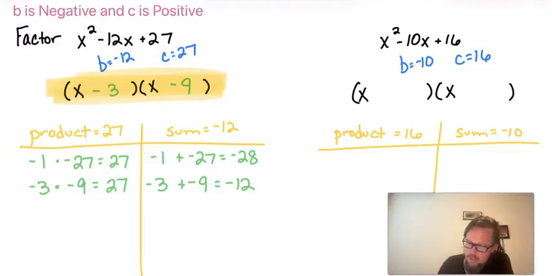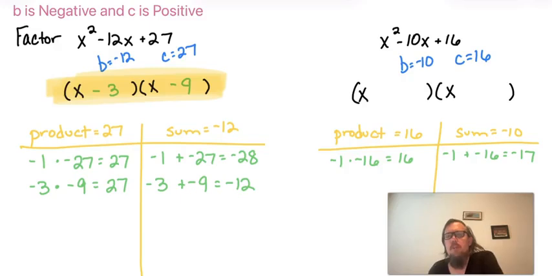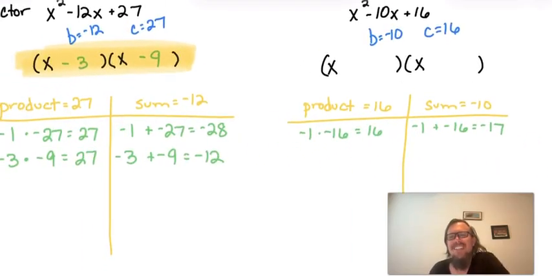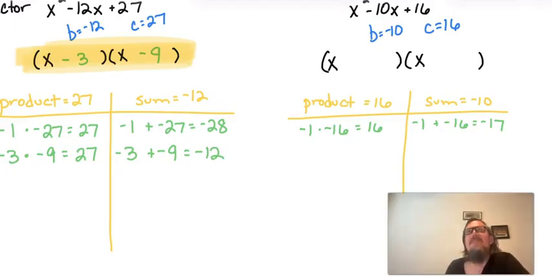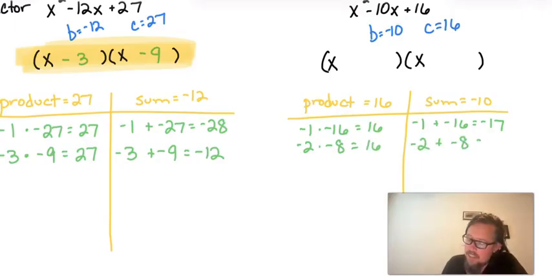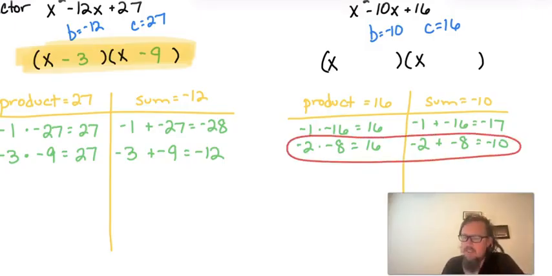And so let's see, we could do negative 1 times negative 16, that's a positive 16. Negative 1 plus negative 16 is negative 17. I know some of you are screaming at your computer screens like, these are the two numbers, just do it. Let's see, 16 could be 2 and 8. Negative 2 times negative 8 is positive 16. And negative 2 plus negative 8 is negative 10. Oh, well, there we go. There they are. Negative 2 and negative 8 have a product of positive 16 and a sum of negative 10. So our two numbers are negative 2, negative 8, and there's our answer.